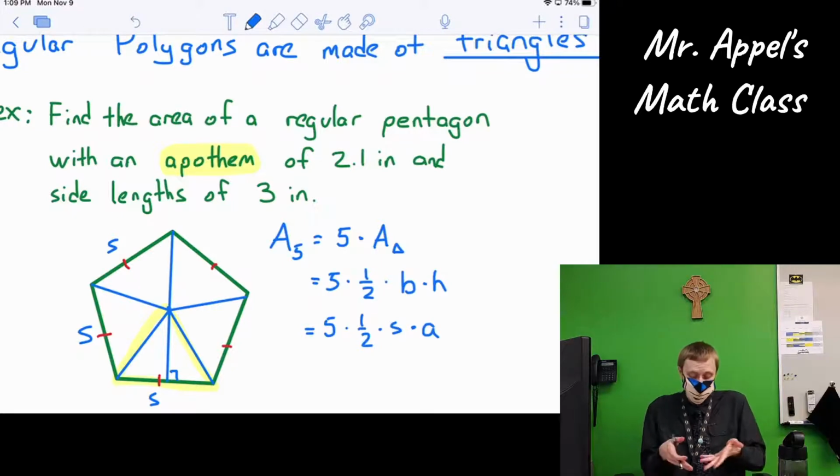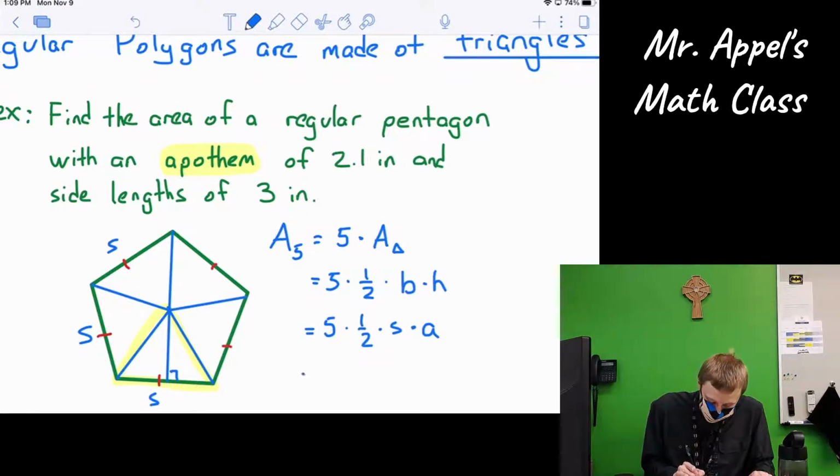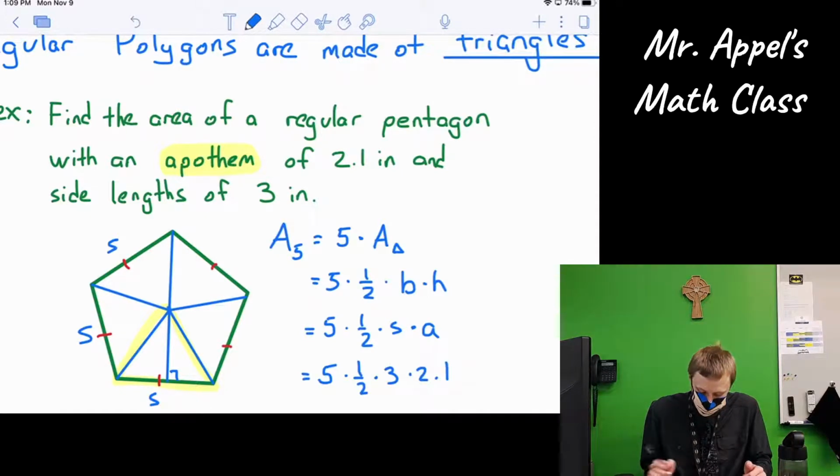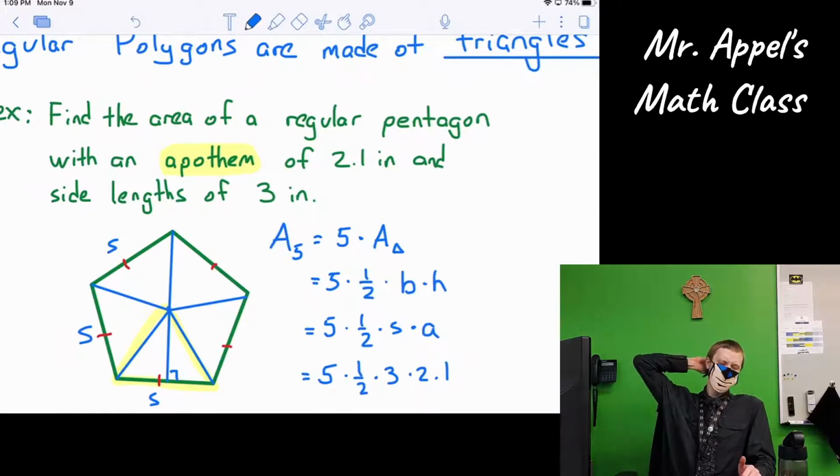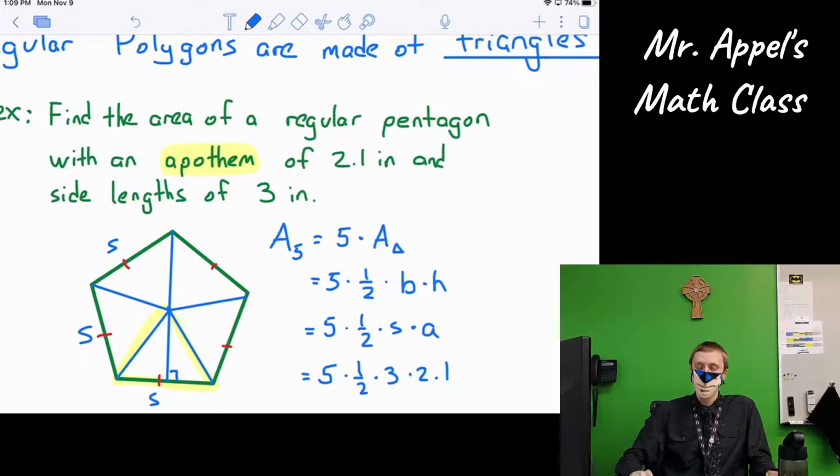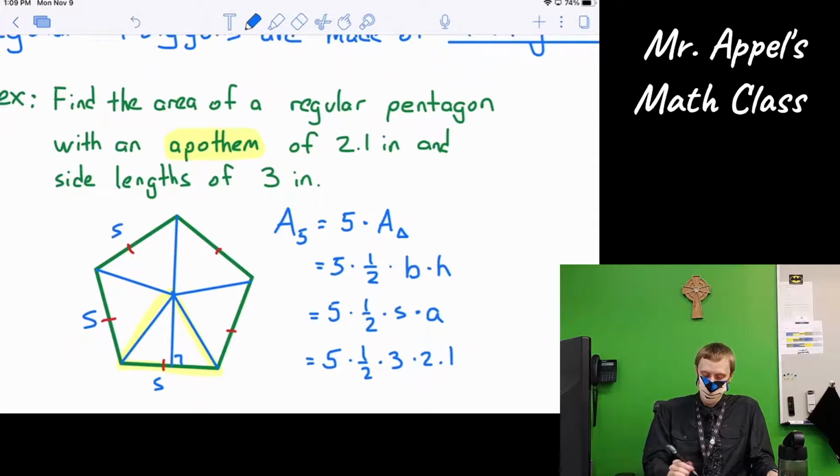So now it becomes much simpler. We can just substitute all our numbers into here. 5 times 1/2 times side of 3 times apothem of 2.1. And 3 times 5 is 15, times 2.1, 31.5?